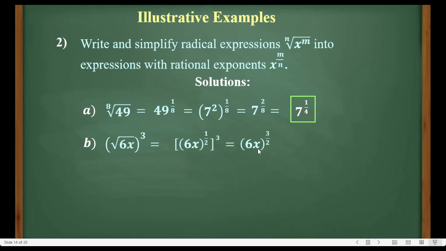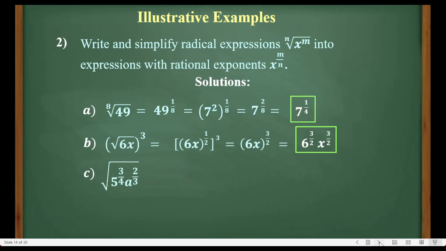And from here, we can now express this in radical form. And the answer would be what? 6 raised to 3/2 followed by x raised to 3/2. So we apply the power of the product law here by simply multiplying 3/2 to the exponent of each factor inside the parentheses. So finally, the answer to letter B is 6 raised to 3/2 x raised to 3/2. And this is the answer.